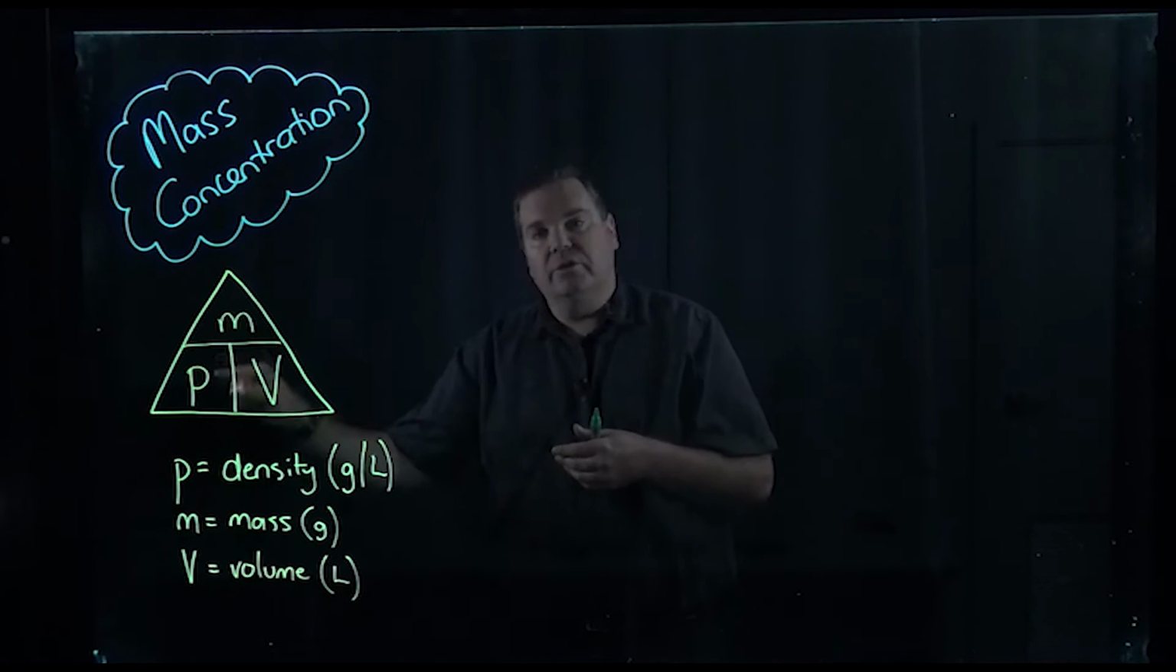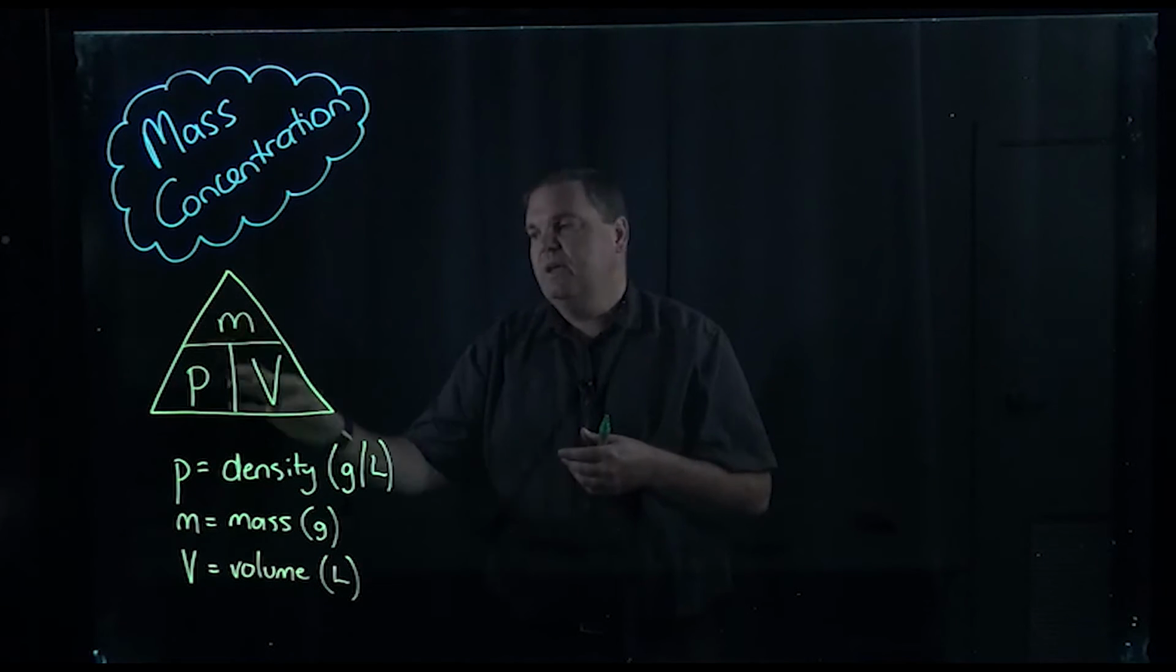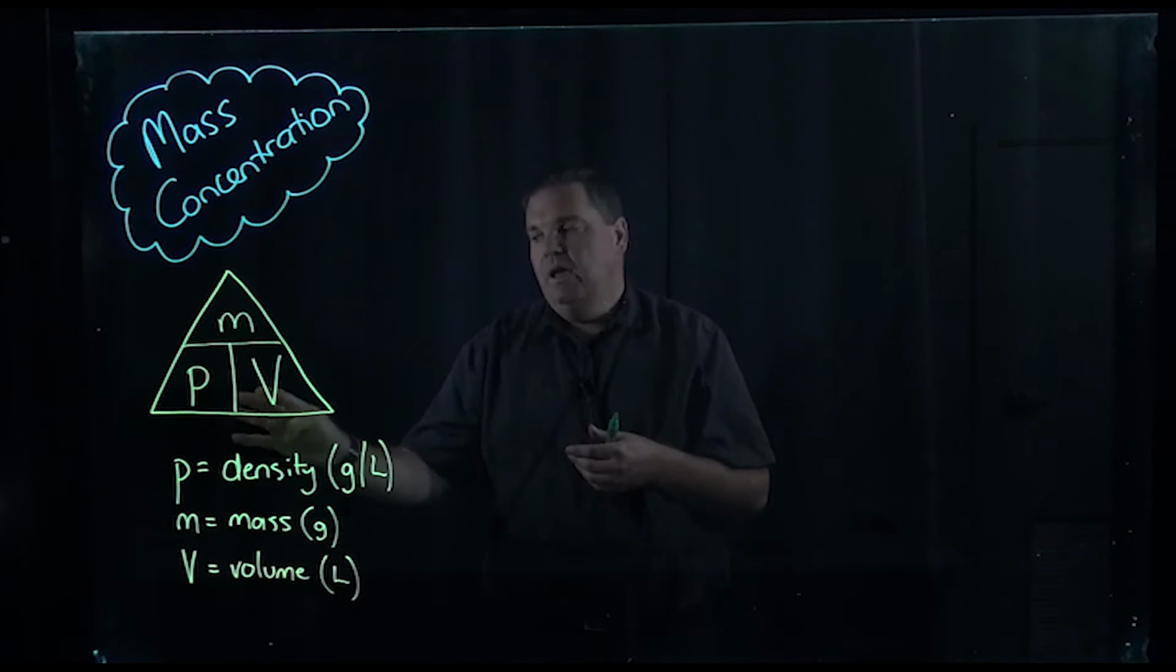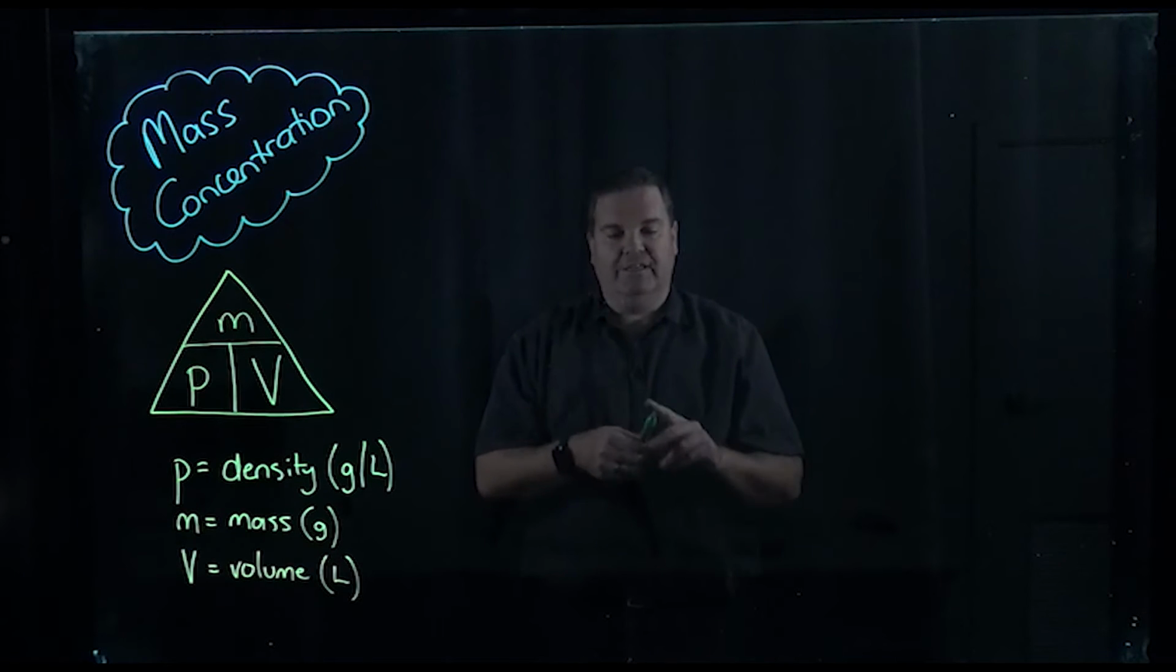So this is the triangle you use. P is the density or the mass concentration. M is the mass in grams, V is the volume in litres. Now you can actually convert between the two, grams per litre and moles per litre, so it's quite useful to know this.